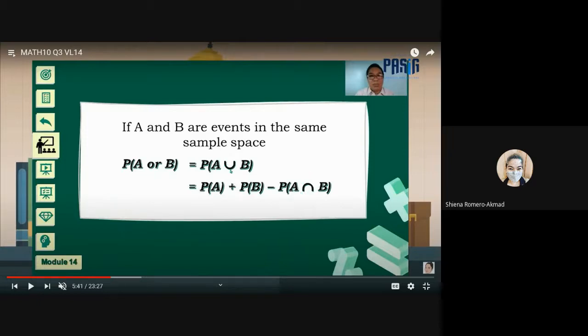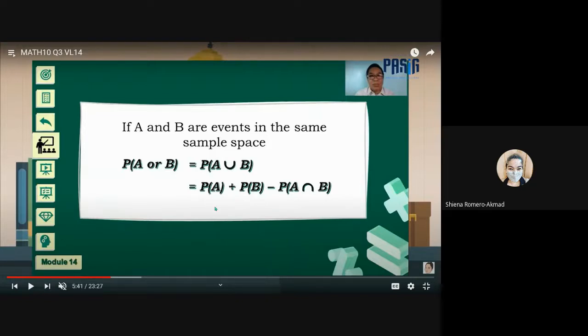Okay? For you to get their union, all you have to do is to add them and to simply subtract their common elements para makuha mo talaga ano yung union nilang dalawa. Kasi they are in the same sample space. They have common element. Yun ang ibig sabihin nito. So dito, in getting the union of two events, there are two situations that you have to consider. Do they have common elements or they do not have common elements? Pag may common elements sila, you have to subtract. Pag wala, as is, mag-add ka lang.